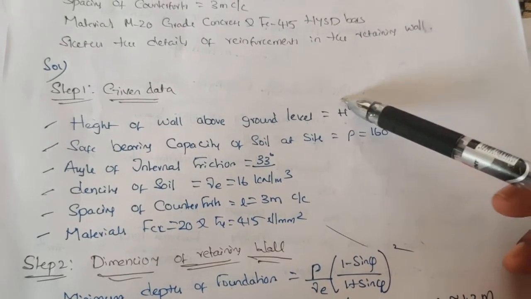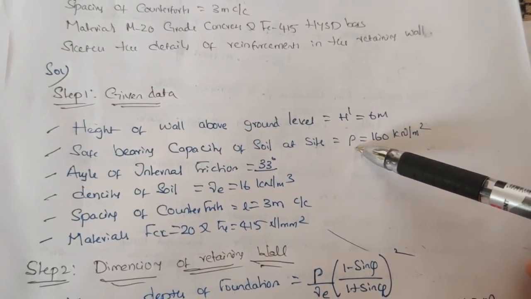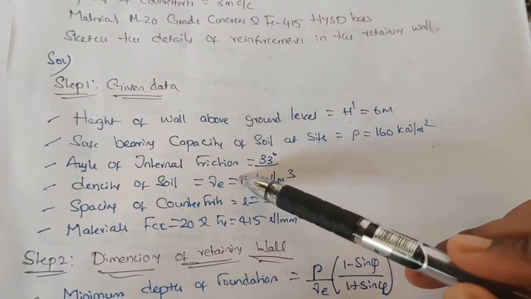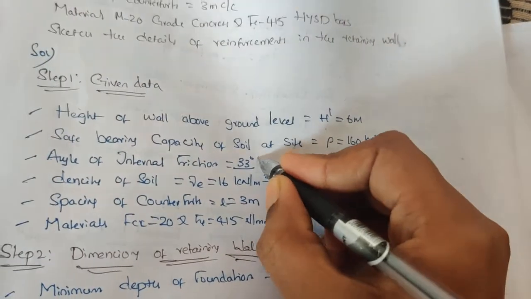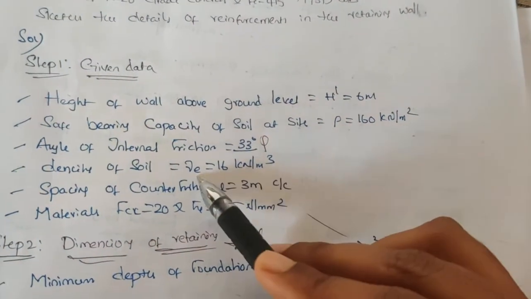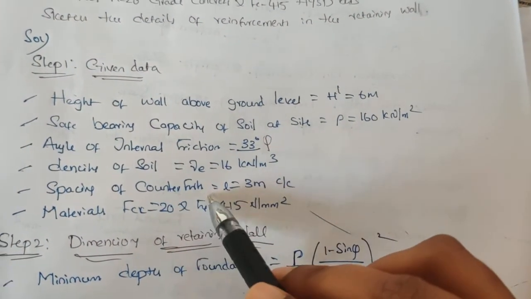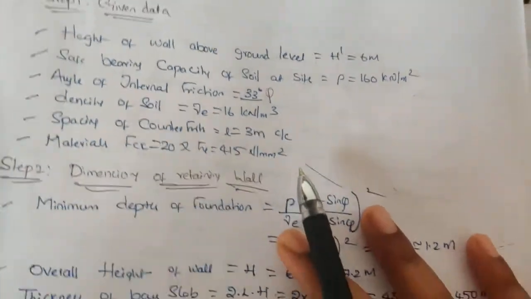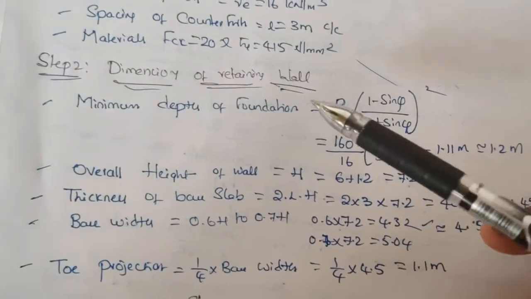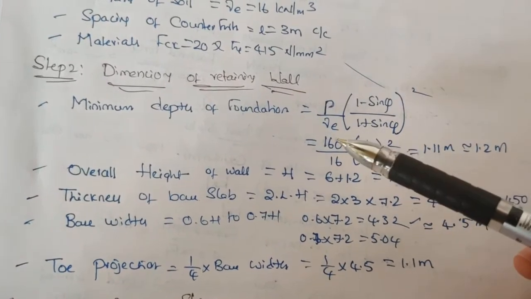So height of the wall we are denoting as H dash, and safe bearing capacity of soil as rho, and angle of internal friction 33 degrees, phi, nothing but this one is the phi. Density of soil gamma E, and spacing of the counterfort L, and fck is 20 and fy is 415. So as you can see, step 2, when you are finding the dimensions of the retaining wall.